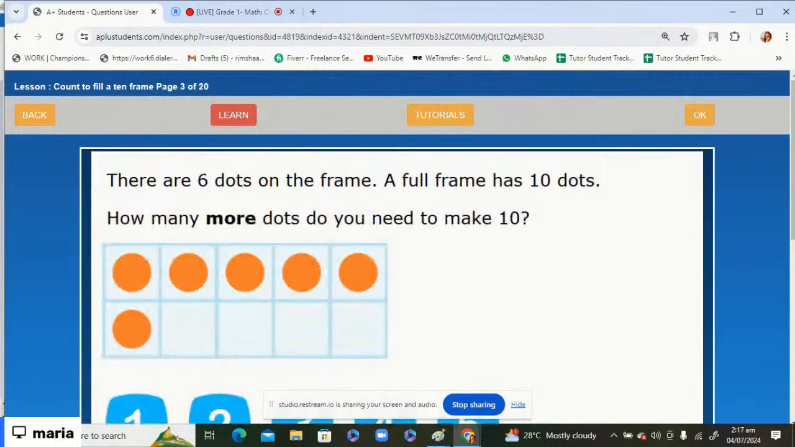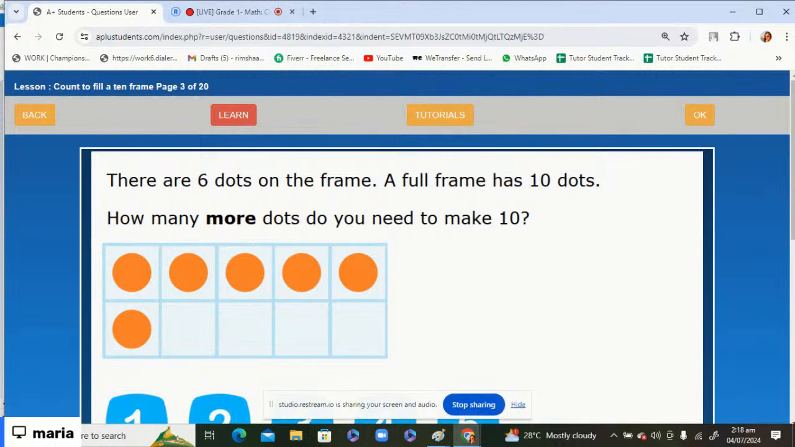Okay, now look at this question. This is also so easy. Now you guys tell me this time. Okay, think about it and then tell me. They're saying that there are 6 dots on the frame and a full frame has 10 dots. So how many more dots that you need to make the frame 10?